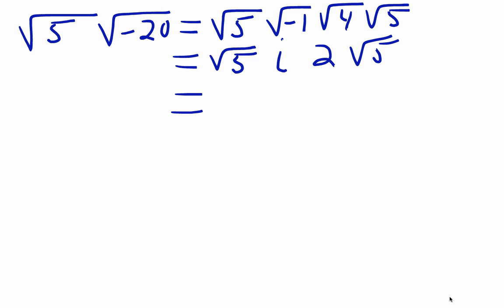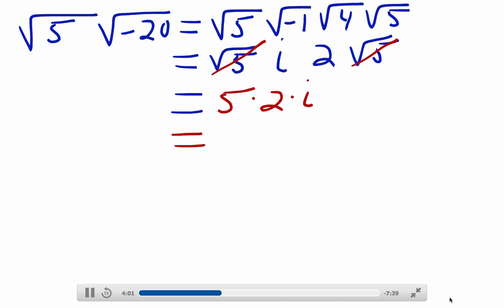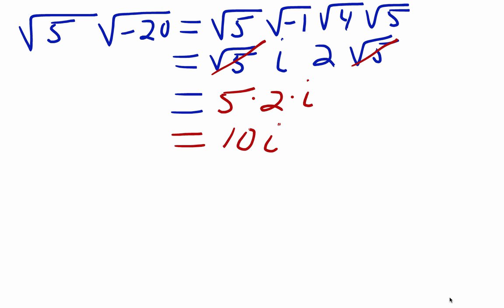Now to simplify, get everything together, so the square root of 5 times the square root of 5 is 5. Then we have the 2 times the i. Clean it up a little bit, so we have 5 times 2, which would be 10i, and that would be my answer. Alright, now let's remember, because we're going to go on to something a little bit different, i times i equals negative 1. Like I said at the beginning, you need to remember that, because any i squared is going to be negative 1.